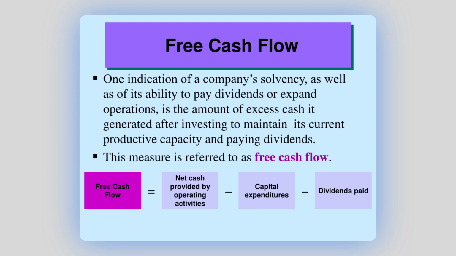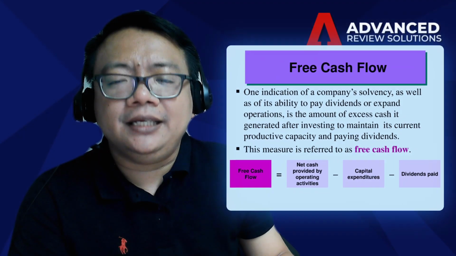So ano ba, class, ang formula ng free cash flow? Net cash provided by operating activities minus your capital expenditure, your capex, okay? And minus your dividends paid. So, class, ha? Yung net cash provided, yun yung mga EBITDA natin, okay? Or EBITDA. Okay. So, that ends our solvency.